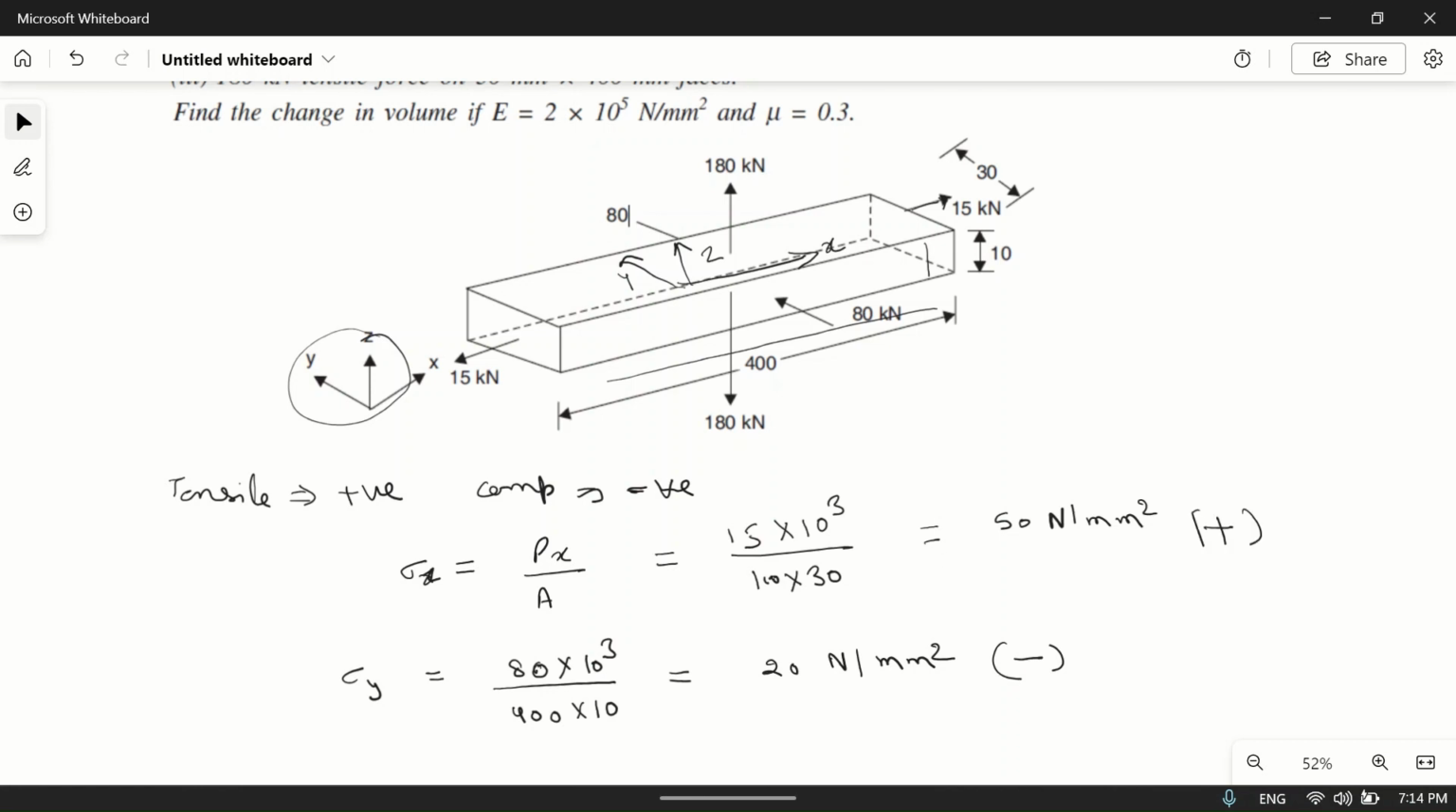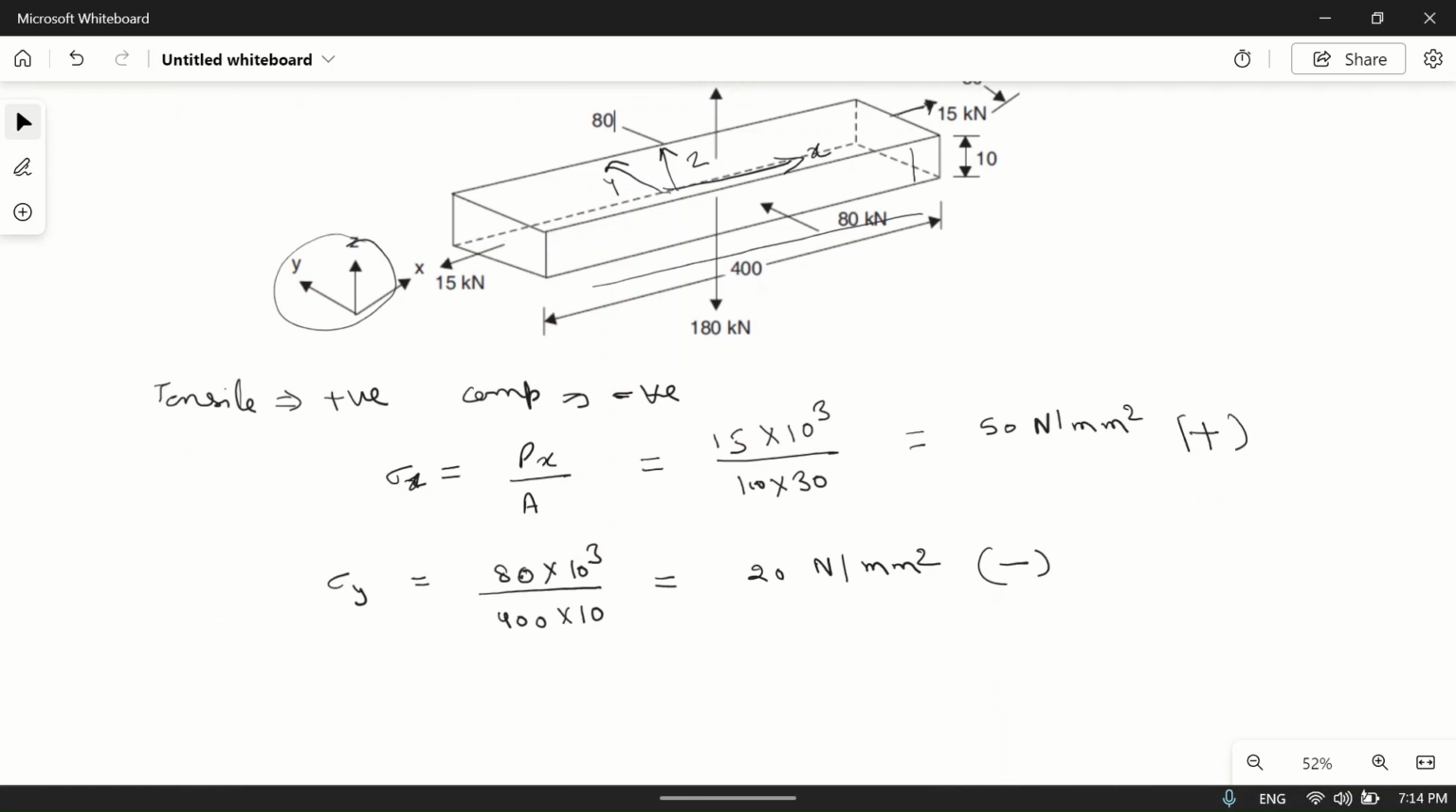Okay, and similarly we will calculate sigma z, which is equal to 180 kN, so 180 into 10 to the power 3 divided by, this area is 400 into 30, which is equal to 15 Newton per mm square. This will be positive because it is tensile.